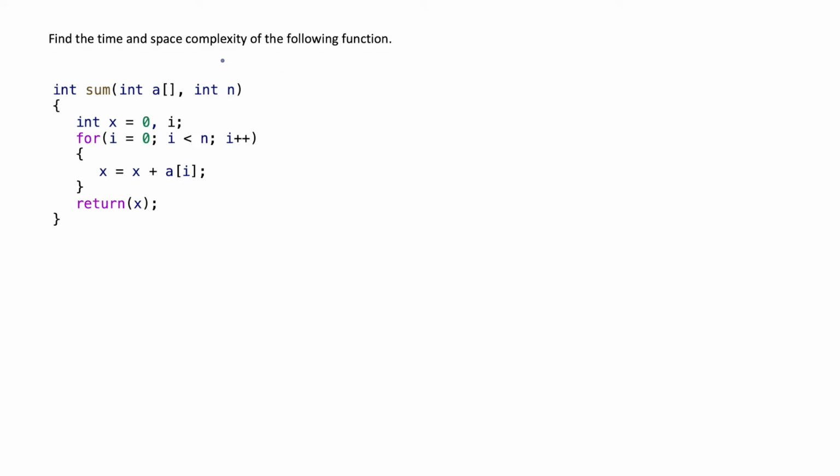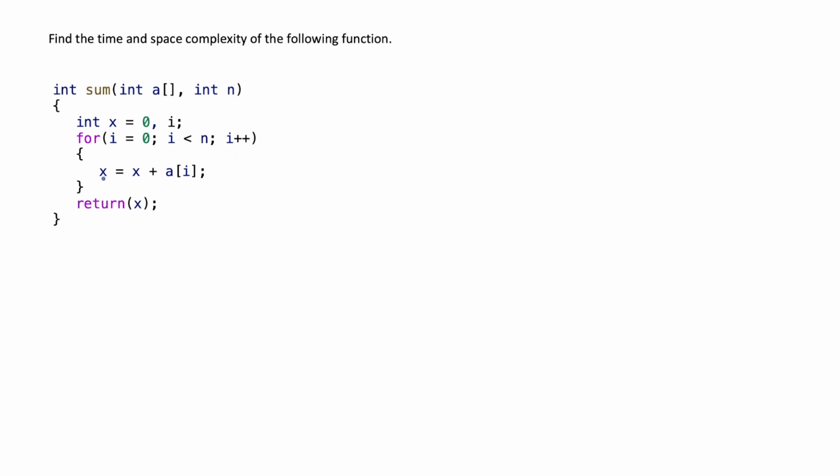And the next question is, find the time and space complexity of the following function. Here you have a function, the function name is sum, and it has an array A, an integer variable n, which possibly indicates the size of the array, an integer variable x equal to 0, and an uninitialized variable i. We are running the for loop from i equal to 0 to n minus 1. We are incrementing the value of i in each iteration.